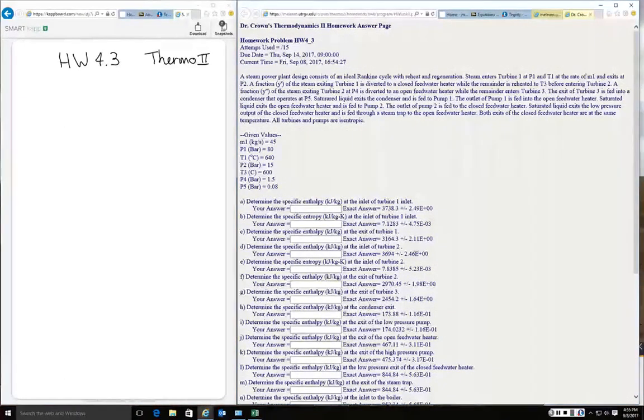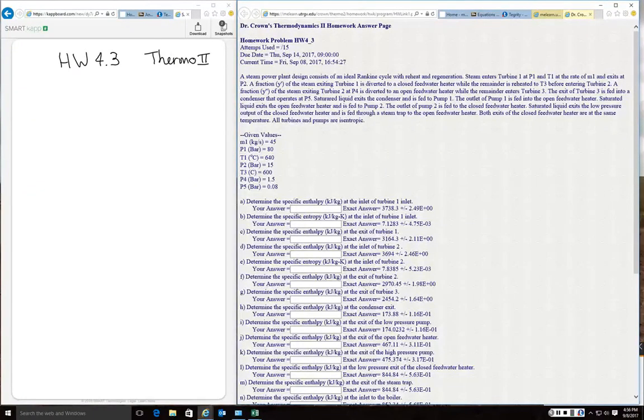Okay, I'm going to take a quick walk through problem 4.3. This is the most complicated problem, but not much different than the first problem or the second problem. It just has all the components that were in the others.